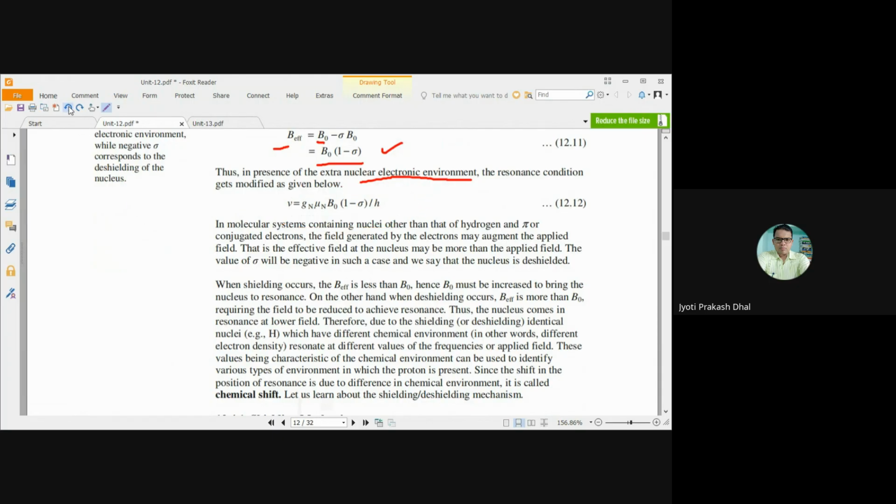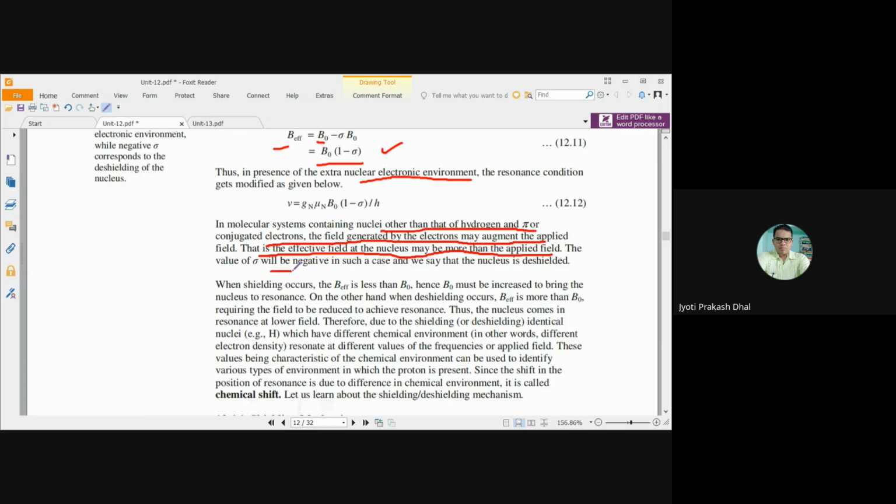So, in molecular systems containing nuclei other than that of hydrogen and pi conjugated systems, the field generated by the electron may augment the applied field. So, this is the effective field. The effective field at the nucleus may be more than the applied field. So for a molecular system containing nuclei other than hydrogen, or pi conjugated electrons, in that case the B effective will be increased.